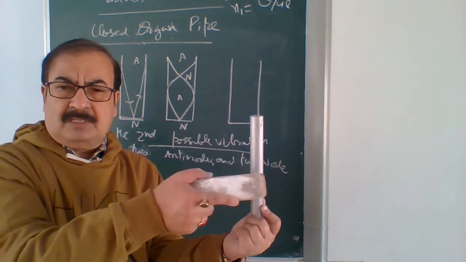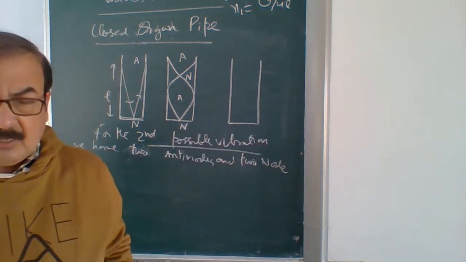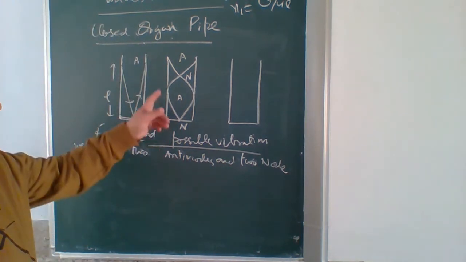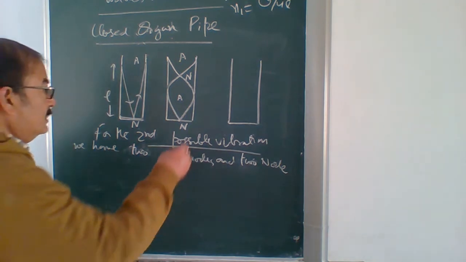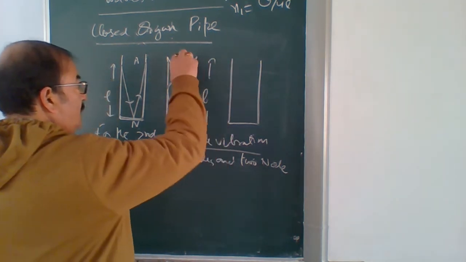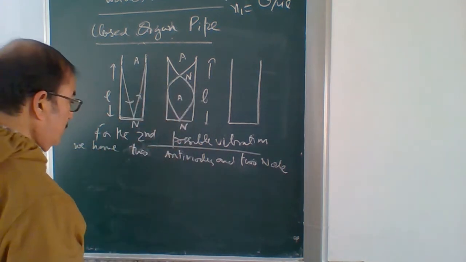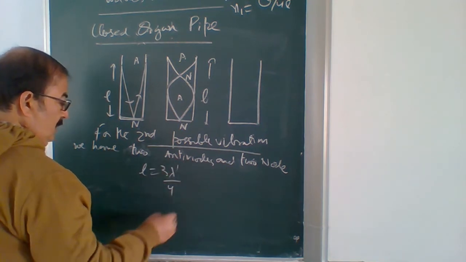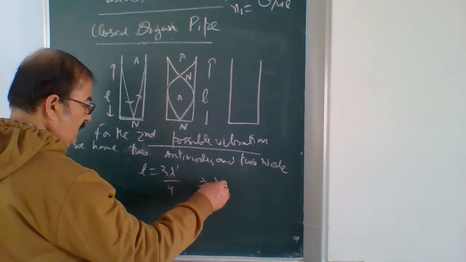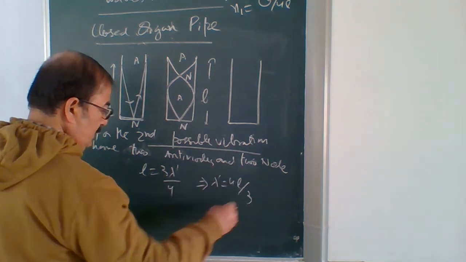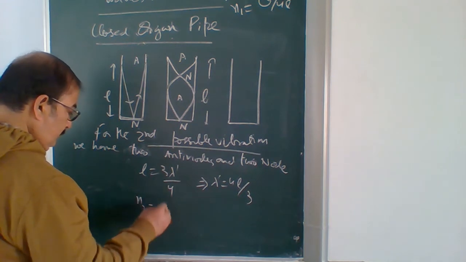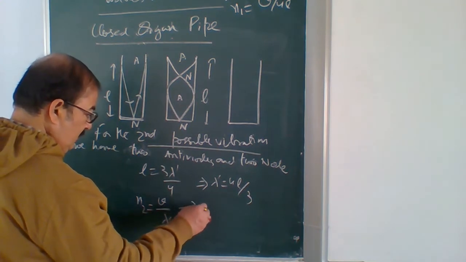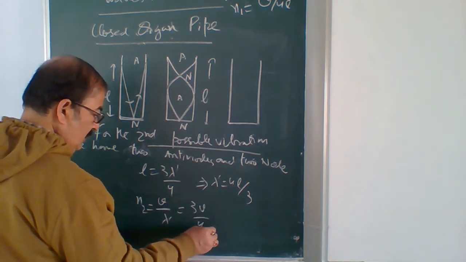I am discussing only that situation when we are discussing the closed organ pipe. One end closed. Here, the second possible variant, there are two nodes and two antinodes, and length is again L. This is lambda by 4, lambda by 4, lambda by 4. That means we have L equal to 3 lambda dash by 4, and therefore lambda dash equal to 4L by 3, and N2 equal to V upon lambda dash, that is 3V upon 4L.